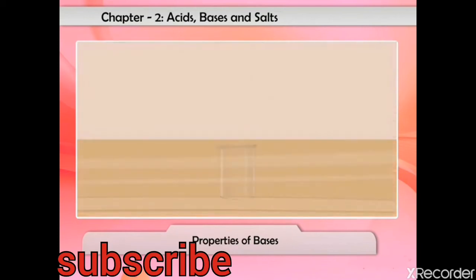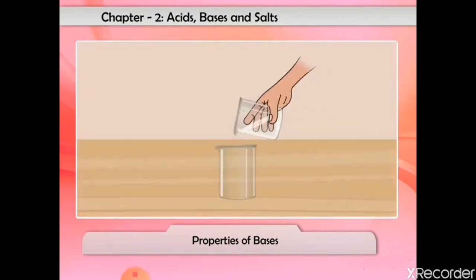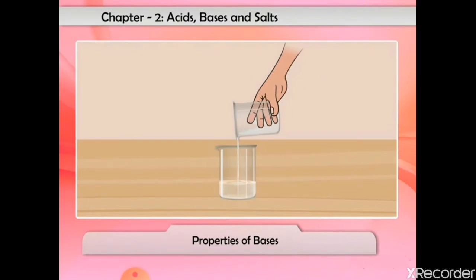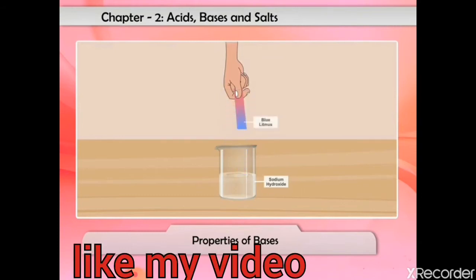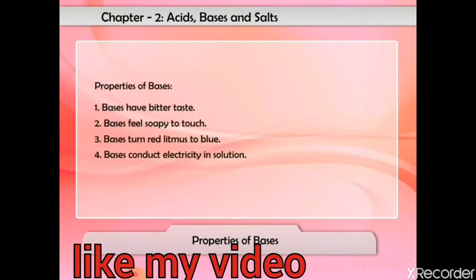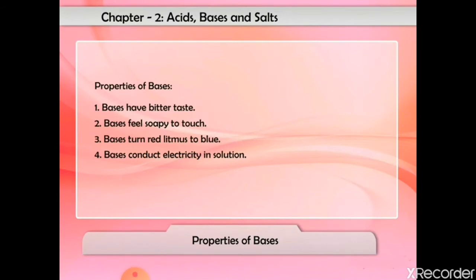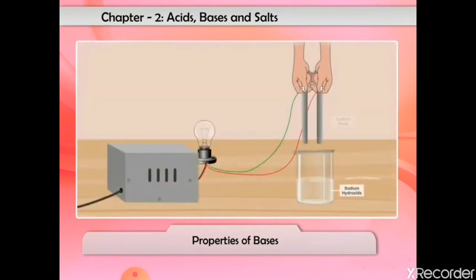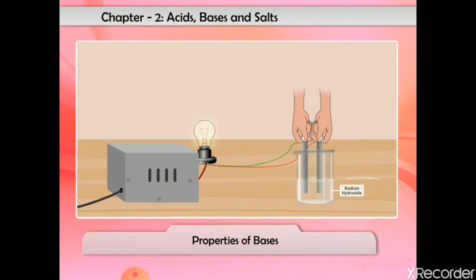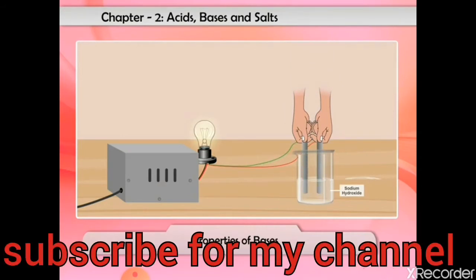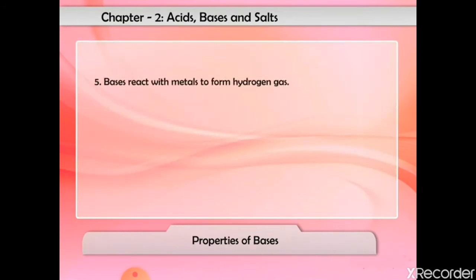When you dip the red litmus paper in the sodium hydroxide solution, the color of the dipped portion changes into blue. 4. Bases conduct electricity in solution. When the carbon rods are placed in the beaker containing sodium hydroxide solution, the light bulb glows because bases conduct electricity. 5. Bases react with metals to form hydrogen gas.